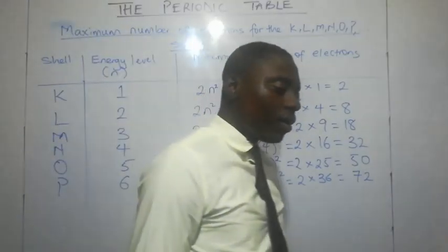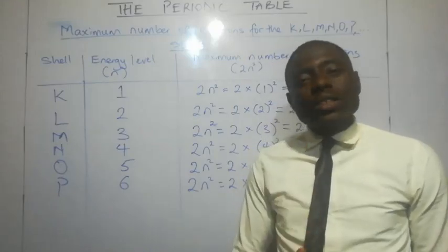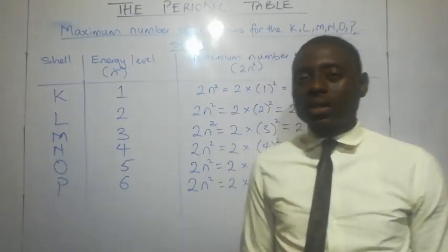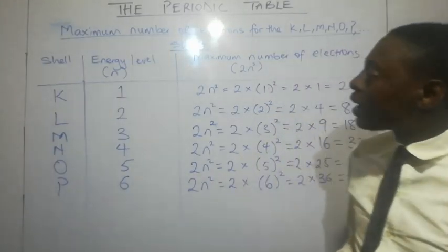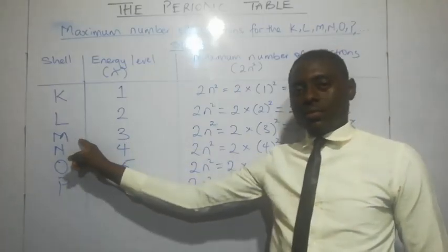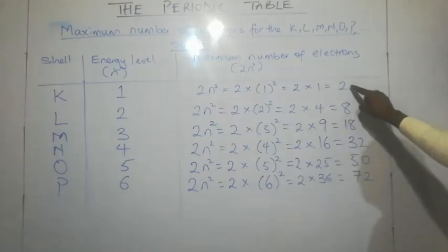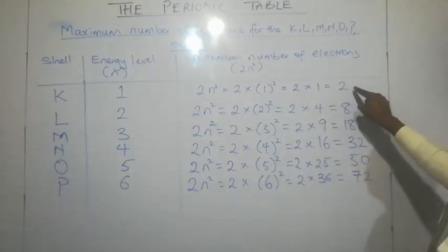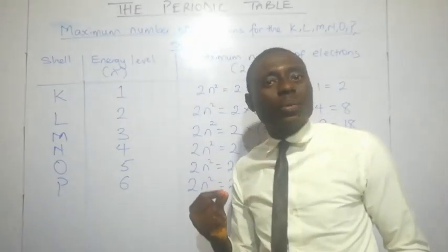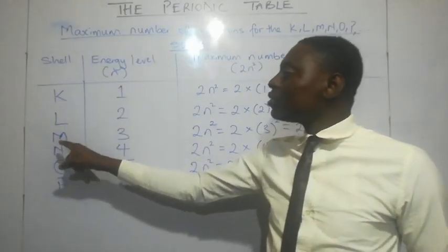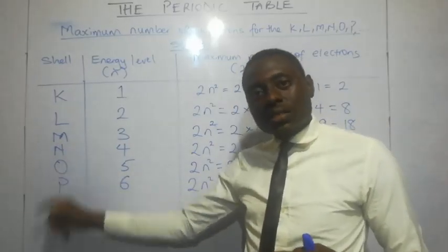Now, there is a slight variation. For the first 20 elements, I'm going to say that one more time. For the first 20 elements, the maximum number of electrons on the K shell is still 2, and on the L shell is still 8. But once we go to the M shell, for the first 20 elements of your periodic table, the maximum number of electrons that can stay on the M shell is 8. The maximum that can stay on the N shell is 8.